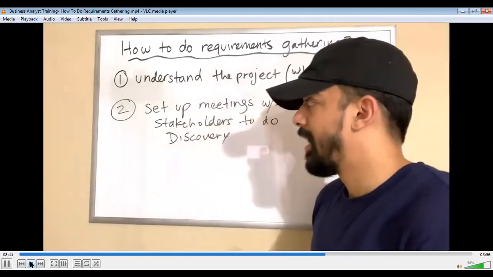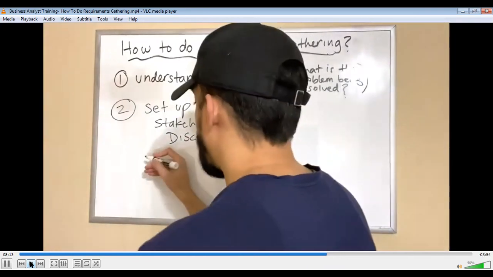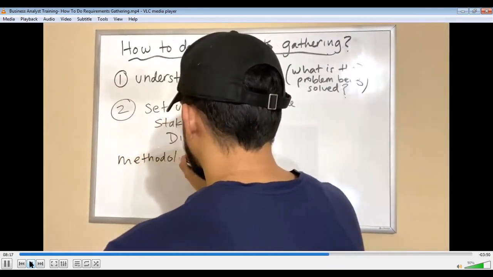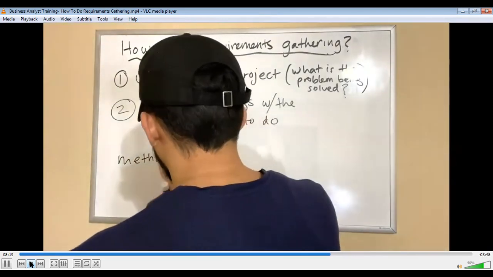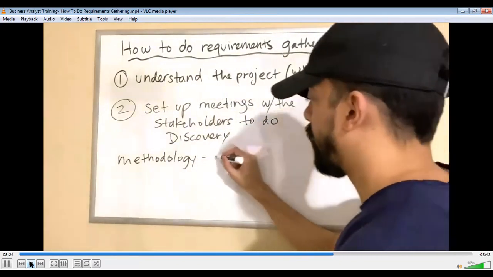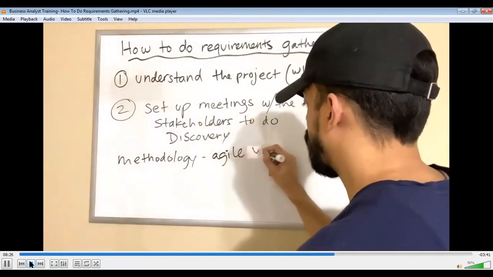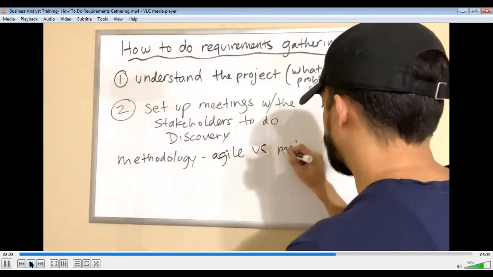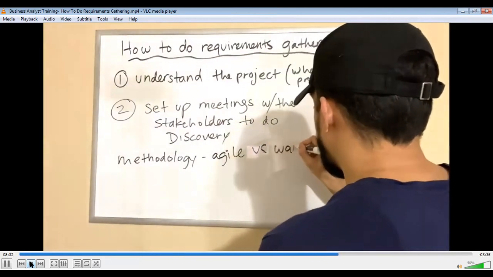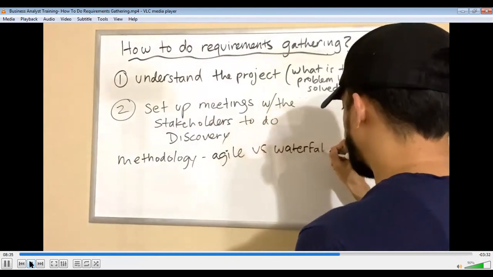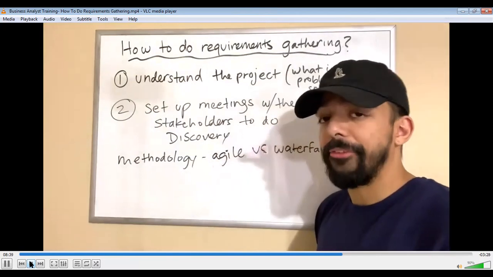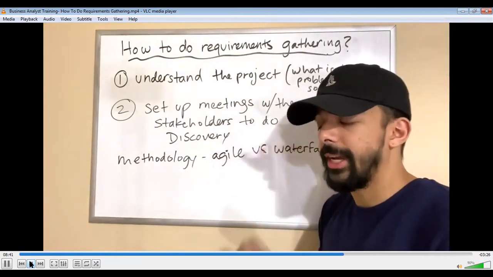Now, again, this is also going to depend on the methodology that you take. So you can have an Agile versus a waterfall. Should have wrote waterfall here. I don't know what I was writing there. Waterfall methodology. Now, again, these are 2 different methodologies. If you're not aware, check out my other videos. I also talk about this in my course again.